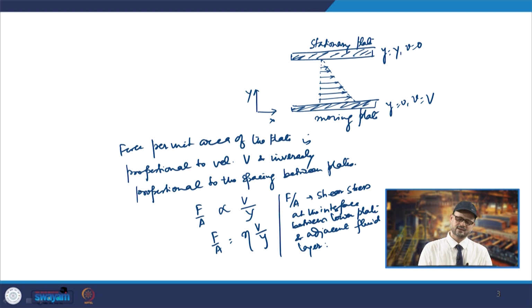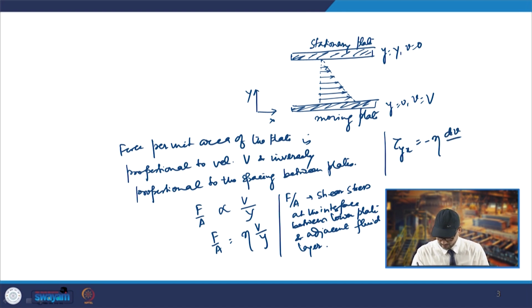So, you can express it in terms of the velocity gradient, that is, change of velocity with respect to y. If you write it in differential form, tau yx will be minus of eta into dvx upon dy.